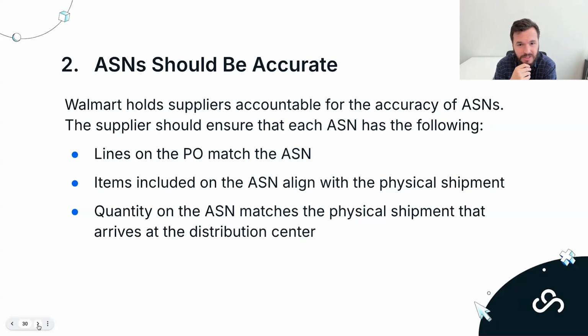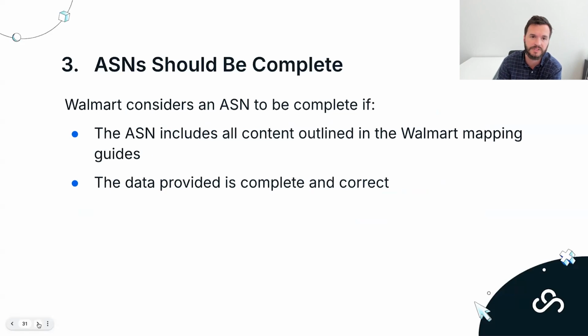You want to make sure that the items included on the ASN align with the physical shipment, of course. That's the whole point. And then that the quantity on the ASN matches the physical shipment as well. In other words, you want your ASN to actually be an advanced ship notice. And then, yeah, if it's complete, that would help too. The ASN includes all the content outlined in the Walmart mapping guides, so making sure to reference those, and then making sure that the data provided is complete and correct, of course, too.